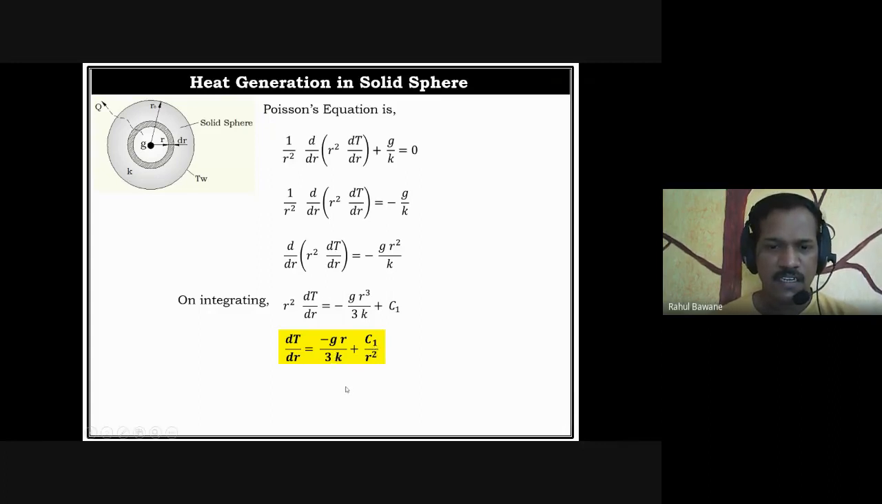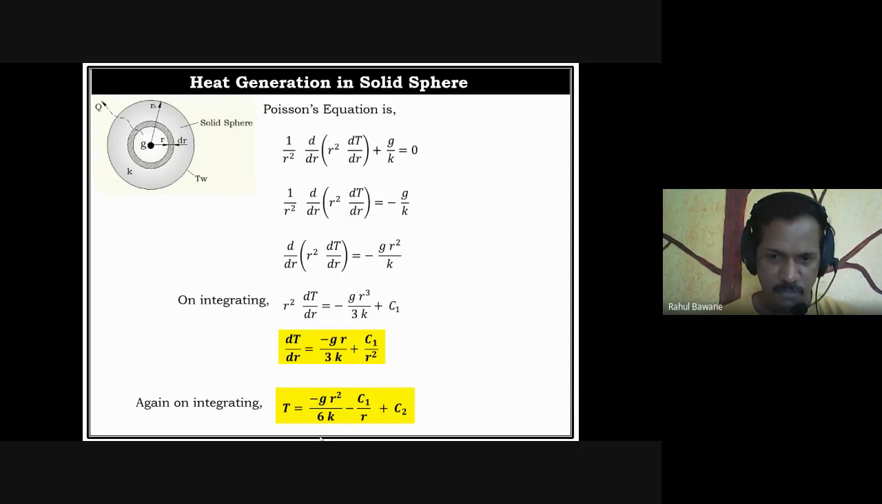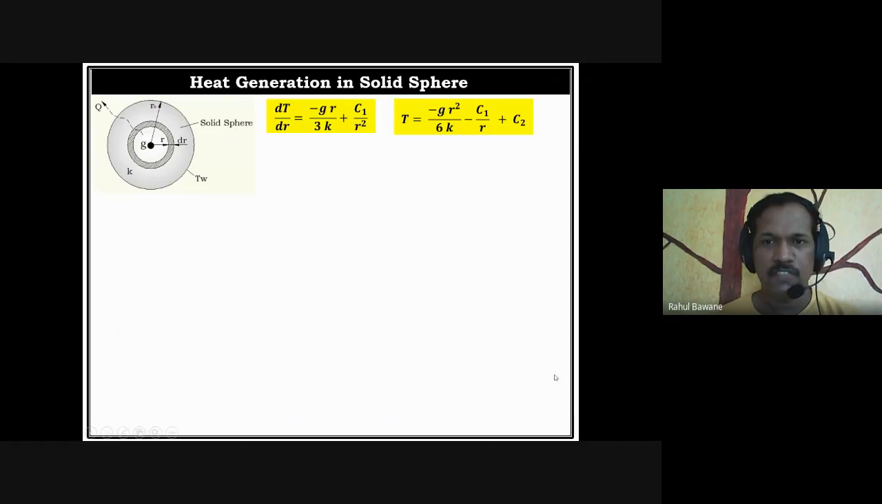Now we can integrate this again. On integrating again, we get the temperature distribution equation, that is T on the left hand side equals minus g r square upon 6k minus c1 upon r, because the integration of 1 upon r square is minus 1 upon r, plus c2. So we get a temperature distribution equation in terms of constants c1 and c2. We have these two equations, the dT by dr form and the temperature distribution form, and our aim is to find the values of C1 and C2.